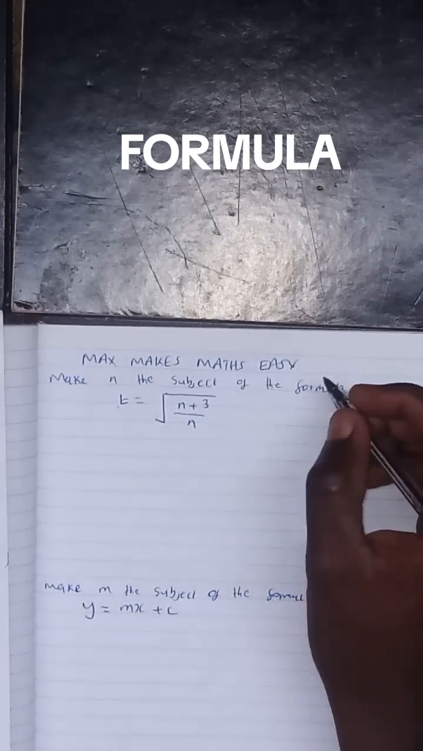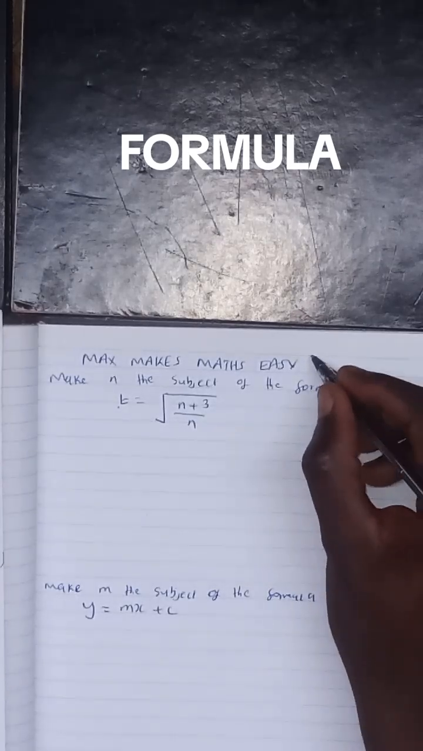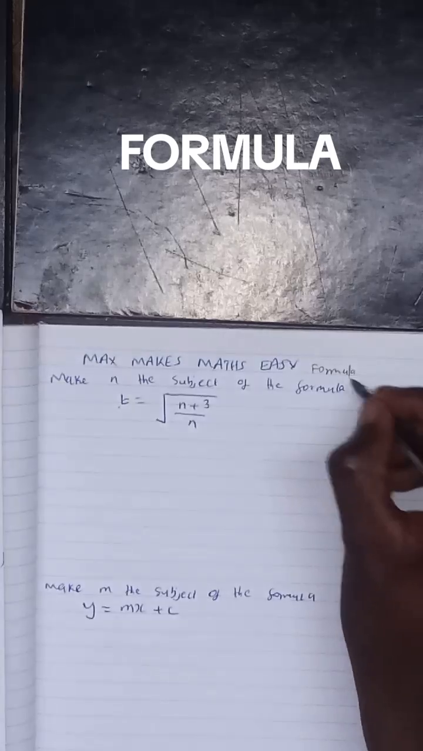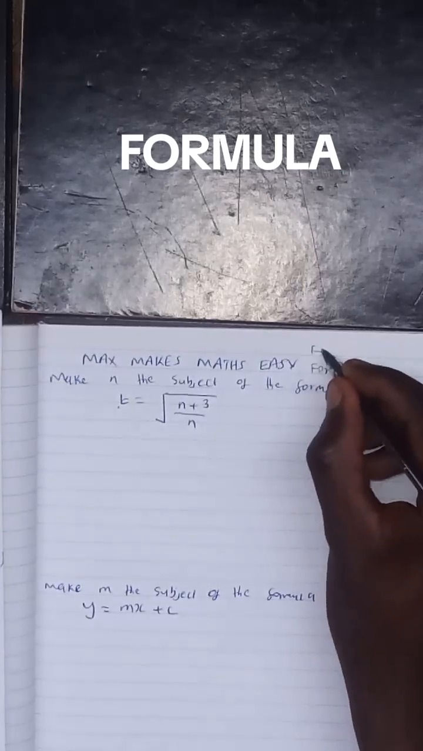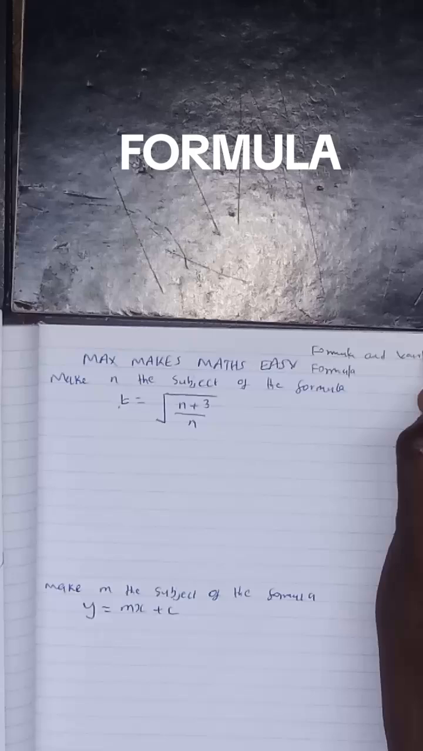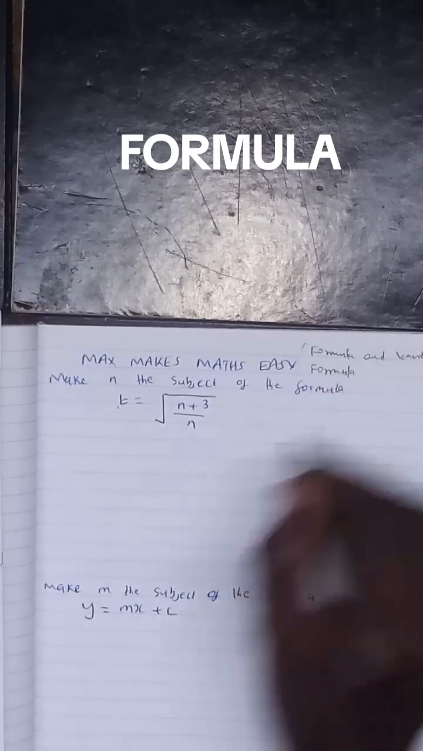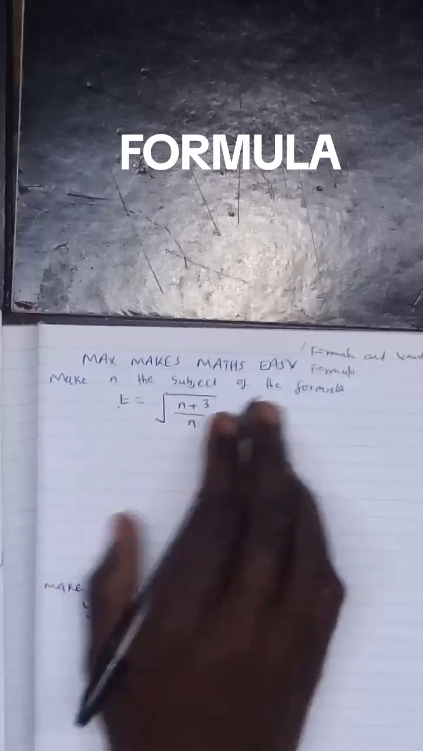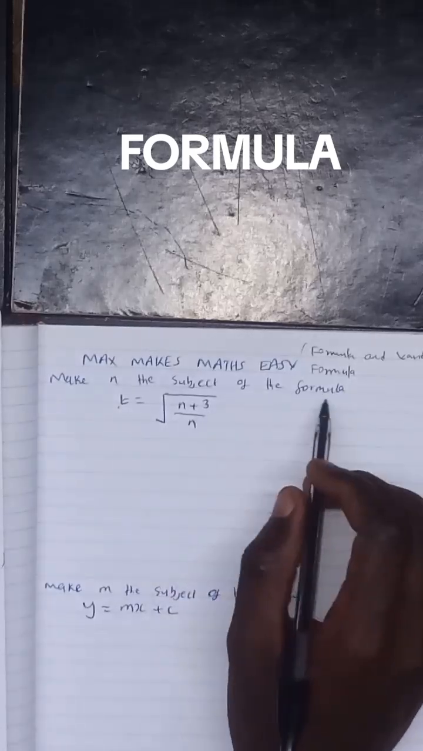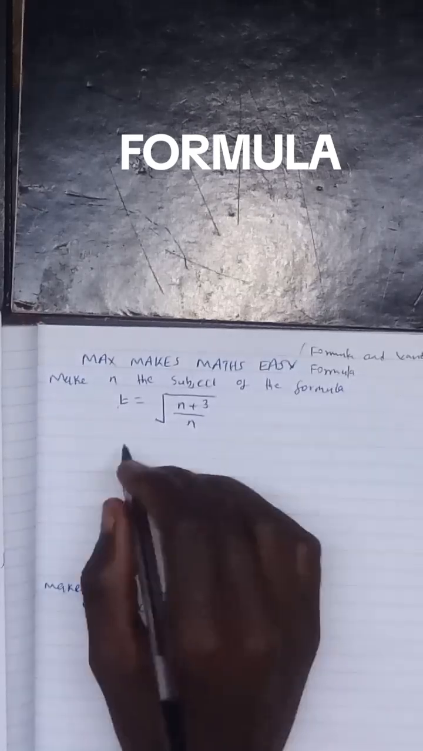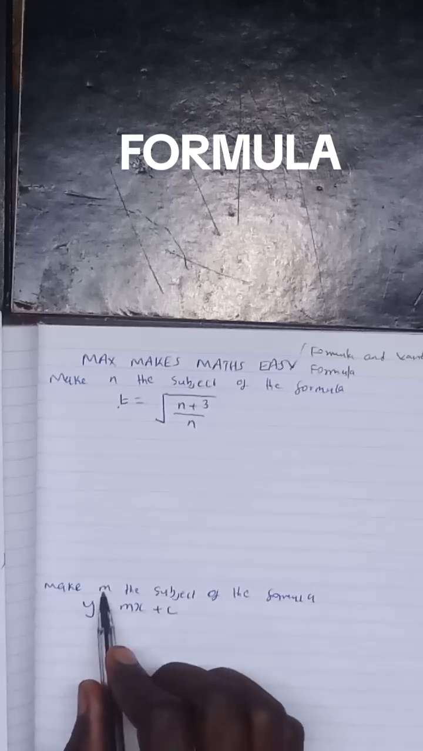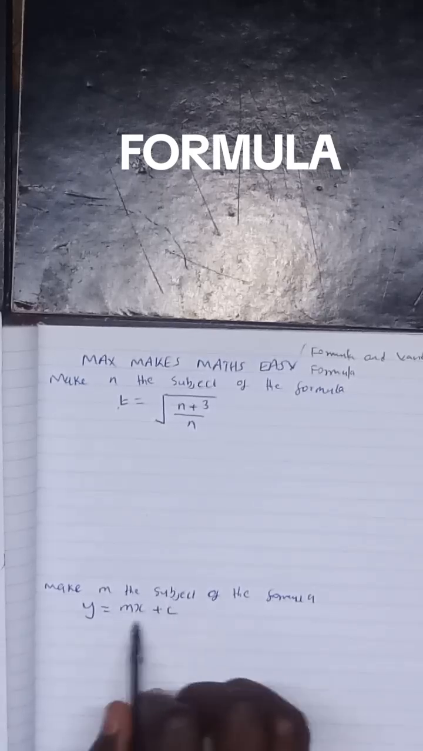Today we are going to do two questions that relate to the topic formula and variations. Today we are going to make n the subject of the formula. Remember, we did a question on formula and variations, specifically the subtopic formula. So today we are going to make n the subject of the formula, and here we are going to make m the subject of the formula.